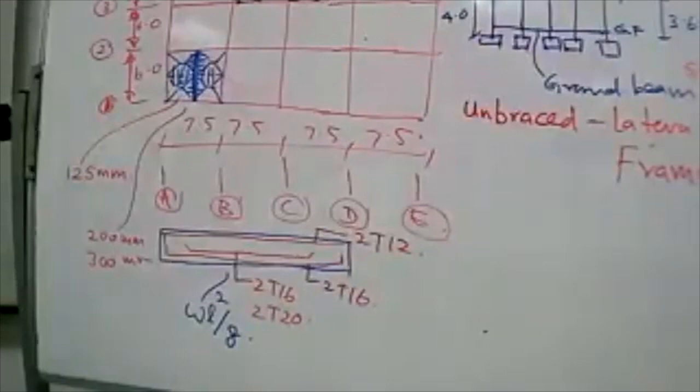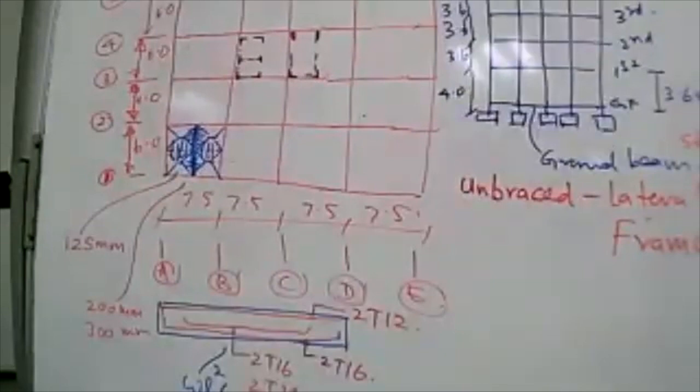I'm just trying to tell you how to select the member sizes with some logic behind. Is that clear, Manjul? Yes, it's clear. Right? We are not blindly selecting. We are looking at another structure and selecting. We have a reason for selecting every dimension. So now we have a secondary beam.